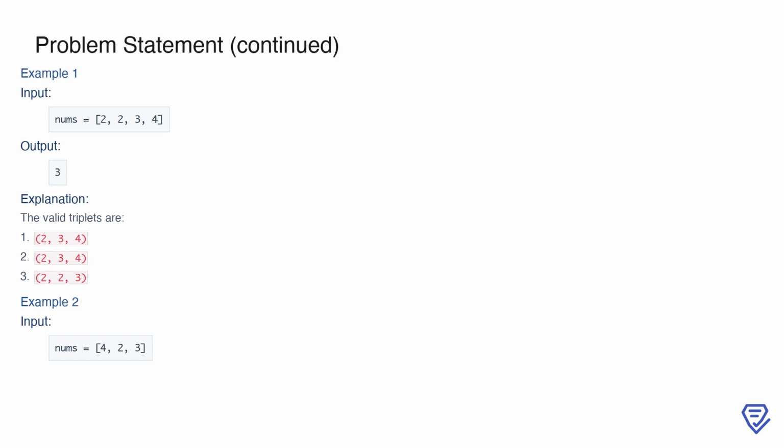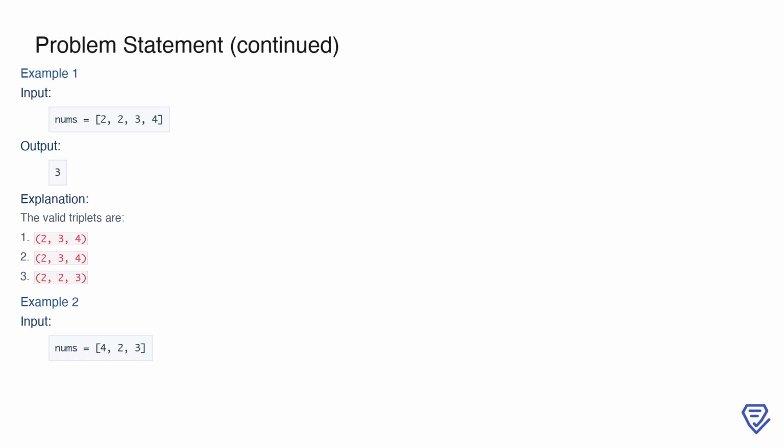Suppose the input array is nums = [2, 2, 3, 4]. The output for this input is 3 because there are 3 valid triplets that satisfy the triangle inequality. The valid triplets are 2, 3, 4; 2, 3, 4 again; and 2, 2, 3. Notice that duplicate numbers in the array can lead to repeated but valid triplets, and all of them are included in the count. This highlights the importance of checking all possible combinations to ensure we don't miss any valid triangles.